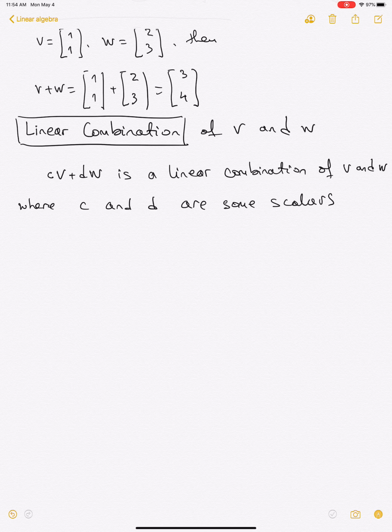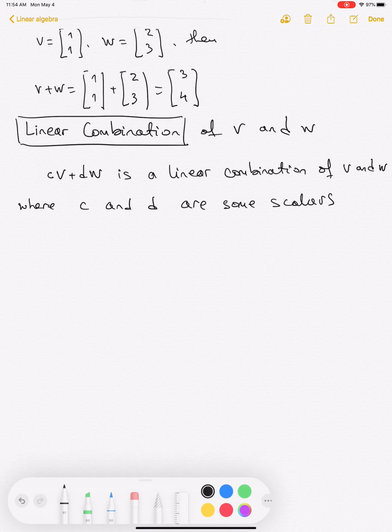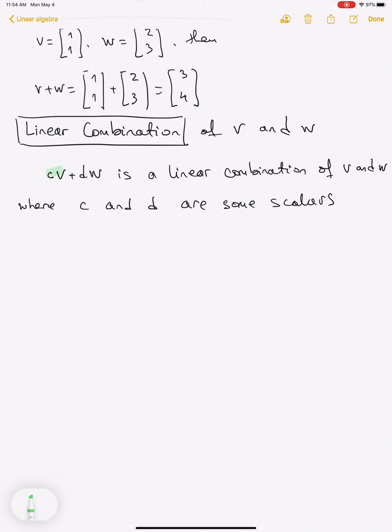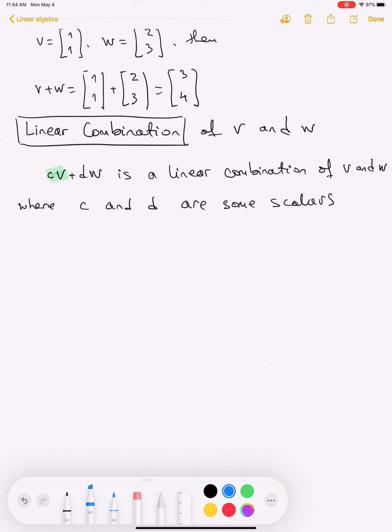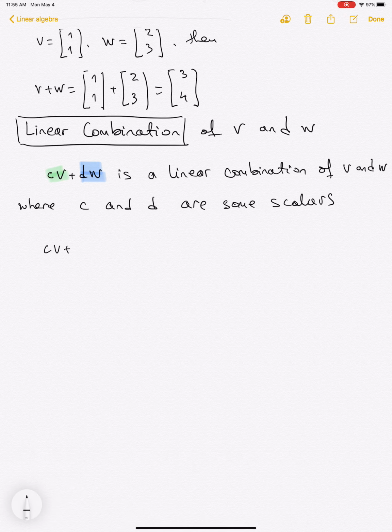So you see here, cv represents scalar multiplication, dw represents scalar multiplication, and the two are combined by addition. So we know exactly what to do when we have cv plus dw. For the examples that we have for our v and w, cv plus dw would look like c times the vector 1, 1 plus d times the vector 2, 3.